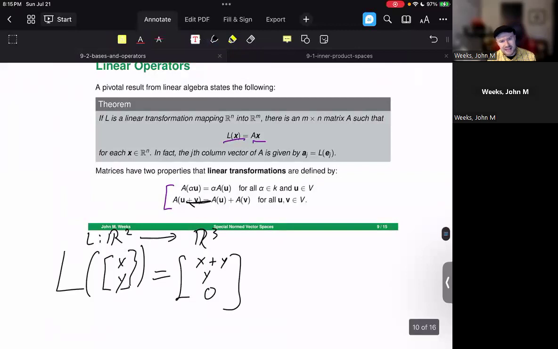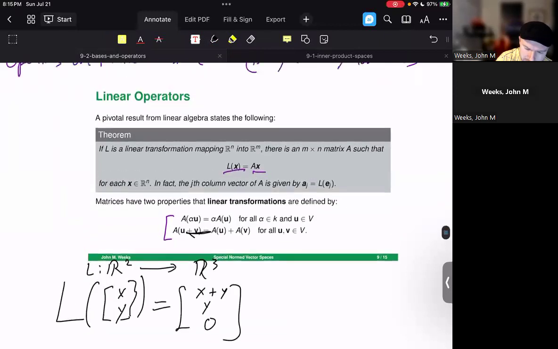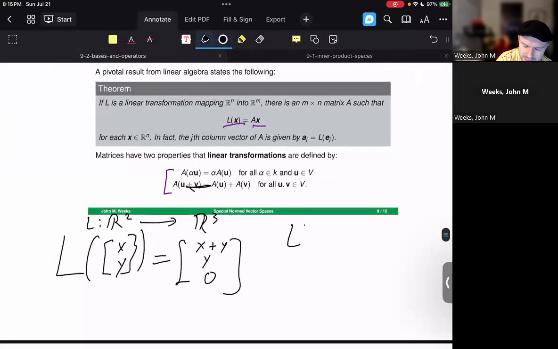So the thing is, this linear transformation could also be written as matrix multiplication. One way I could see that is to start by mapping through the standard basis elements, L of (1, 0) and L of (0, 1), and see what I end up getting. If I map in (1, 0), I get (1, 0, 0). And if I map in (0, 1), I get (1, 1, 0).